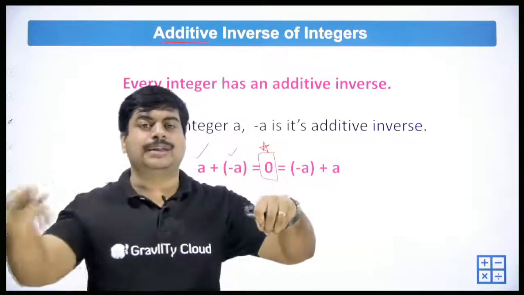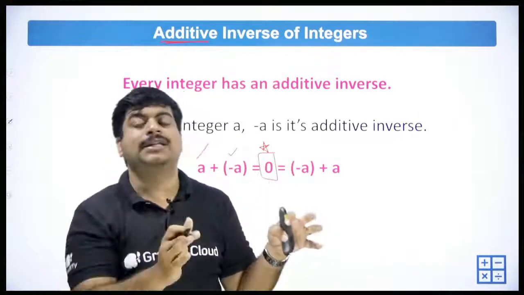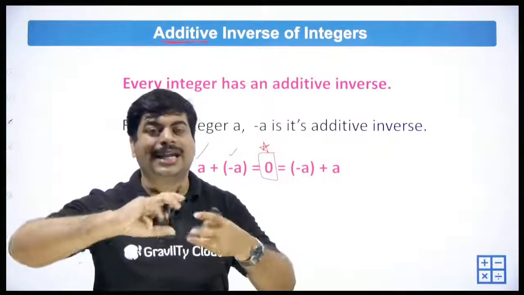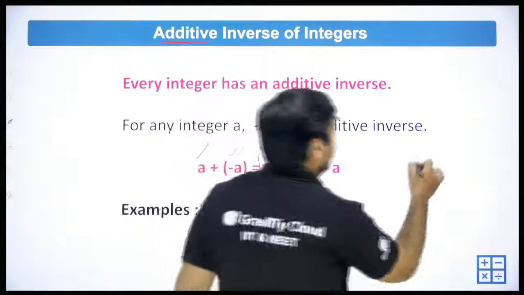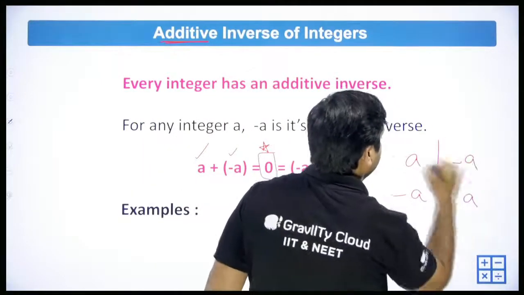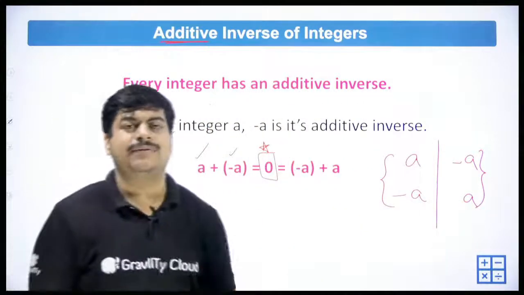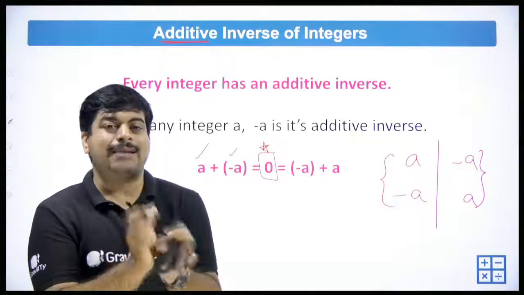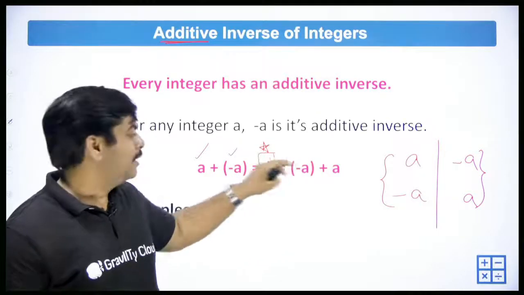2 minus 2 is 0. 10 minus 10 is 0. Minus 1 lakh plus 1 lakh will give you 0. So that means the negative of the number is called the additive inverse. For a number A, minus A is the additive inverse. Understand? If I have 10, minus 10; if I have 20, minus 20; if I have minus 1000, 1000. These two will sum up to give you 0. A plus minus A will give you 0.